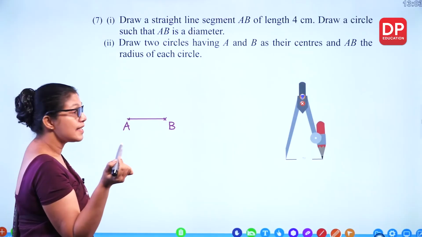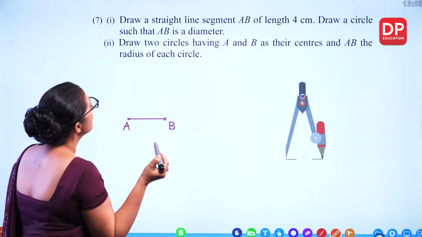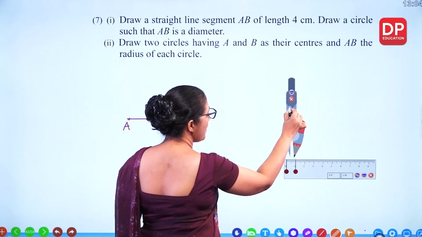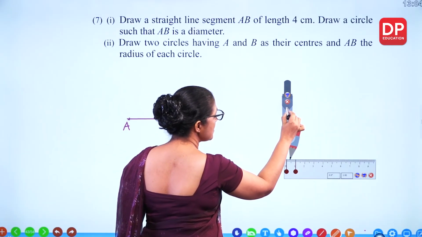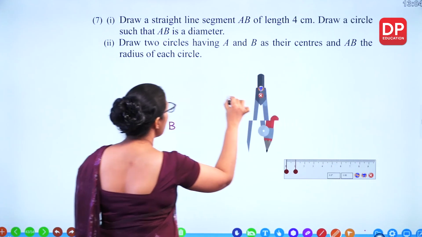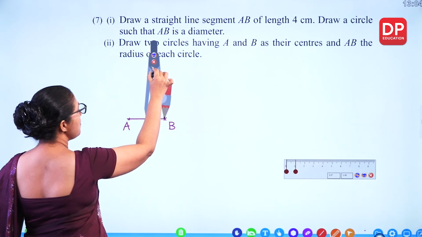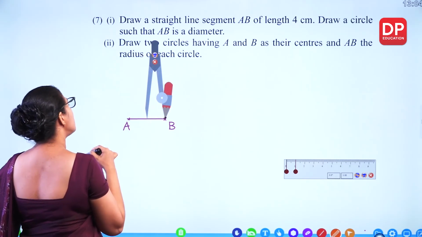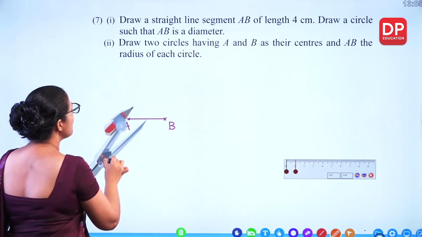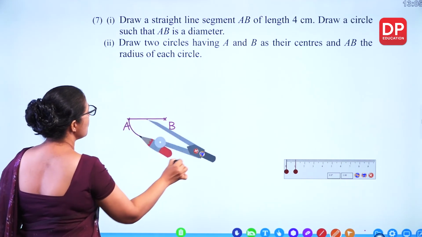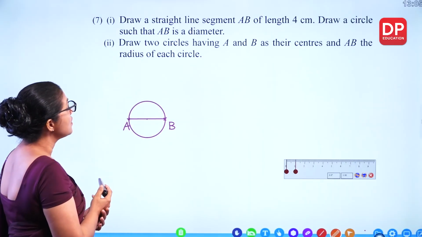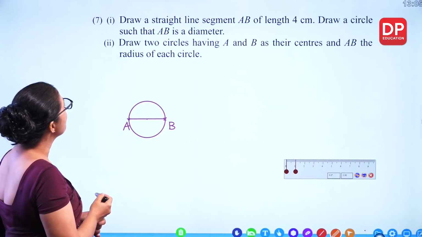So that means the center is in between. Take the compass. You measure 2 centimeters, and you can keep it in between A and B and draw the circle. Let's check whether both the points pass through. Yes, so you can draw the circle with diameter AB.